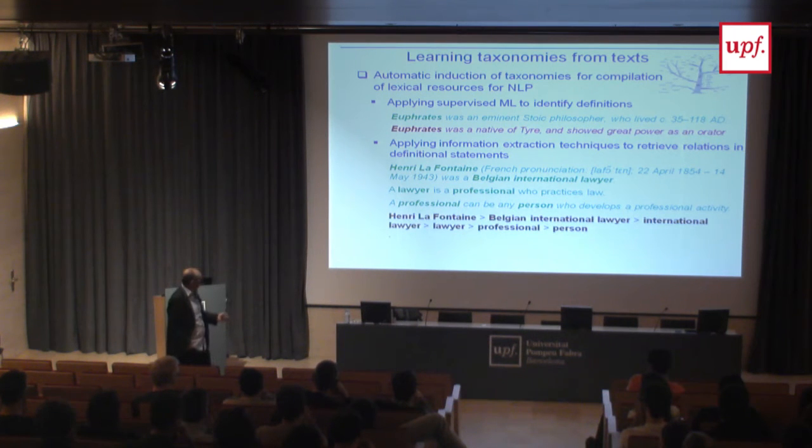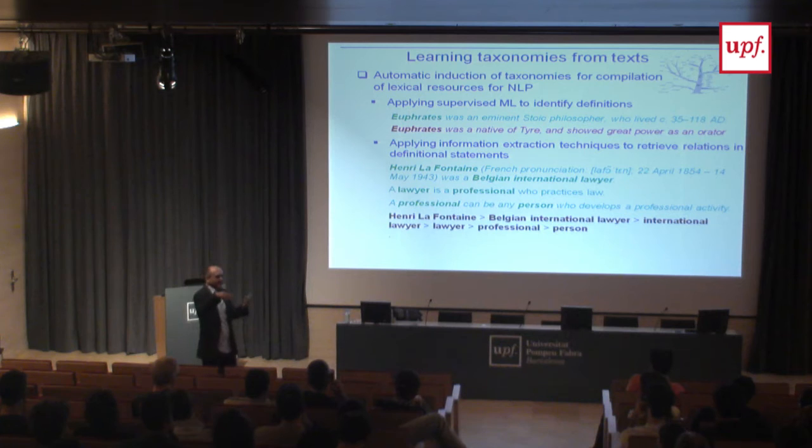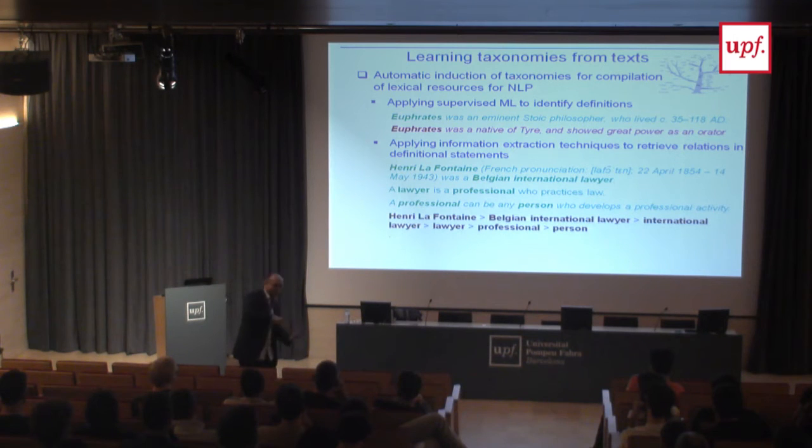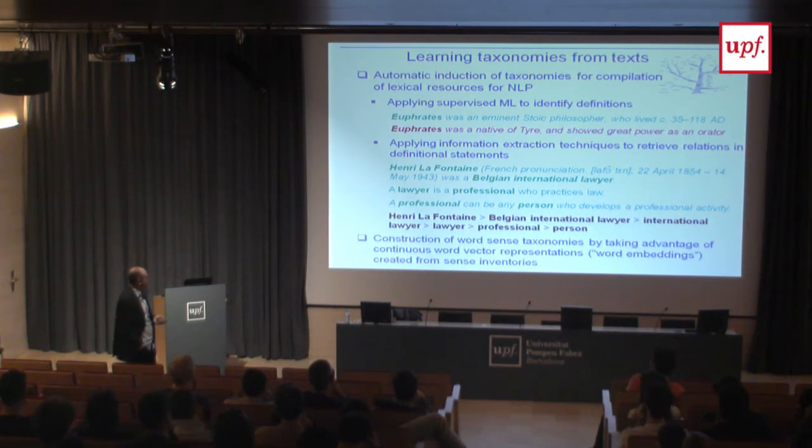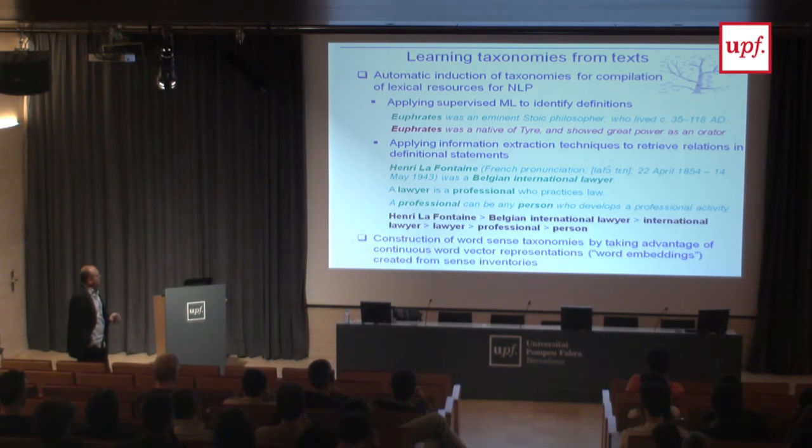So that we deduce that Henri Lafontaine is a Belgian international lawyer, that's an international lawyer. And an international lawyer is a lawyer, and a lawyer is a professional, and a professional is a person. So now we get, fully automatically, the whole line from the bottom to the top. Obviously, when we do, for example, deep analysis, we ought to use those resources to understand. And so the work goes even further.